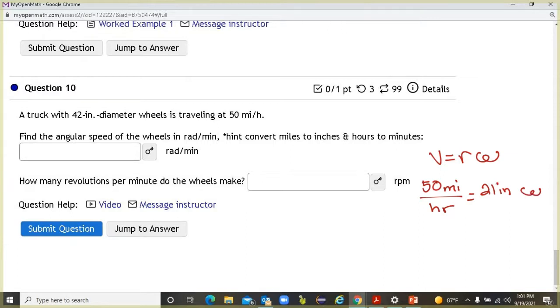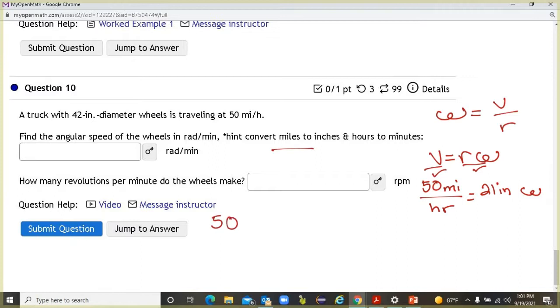And then here's what we're going to solve for. Notice that our angular speed is simply going to be the velocity divided by the radius. But this is going to be weird because velocity is in miles and radius is in inches. So we're going to have to change some things here. We could actually do it either way. We could change miles to inches, or we could change inches to miles. In the hint, it says to convert the miles over to inches.